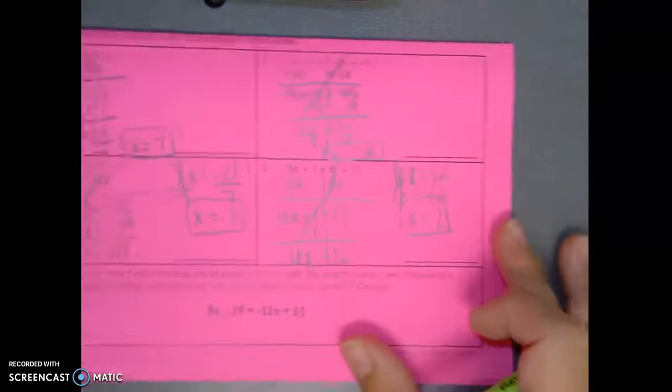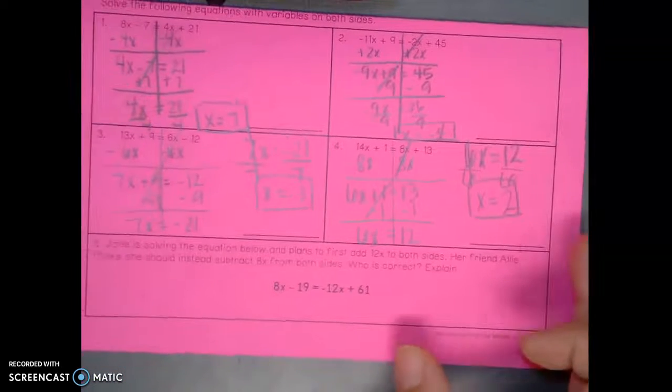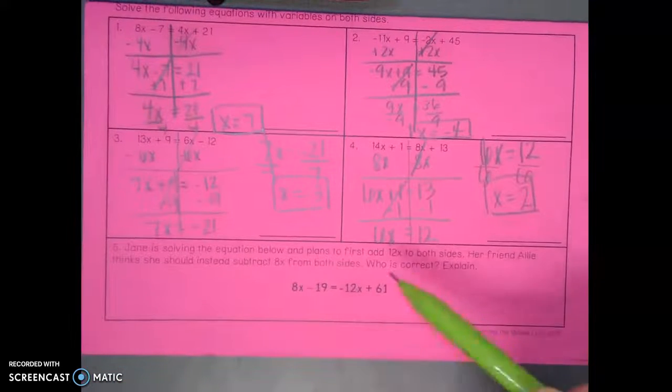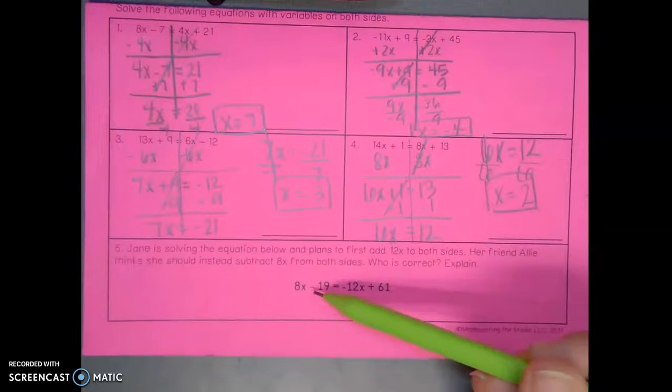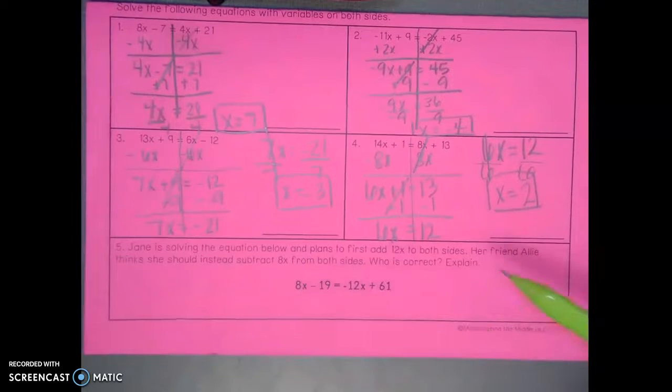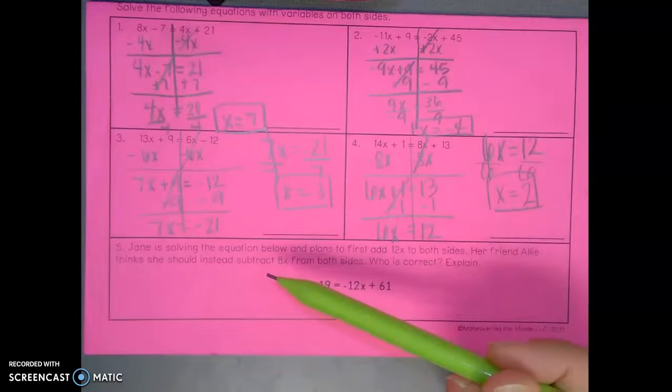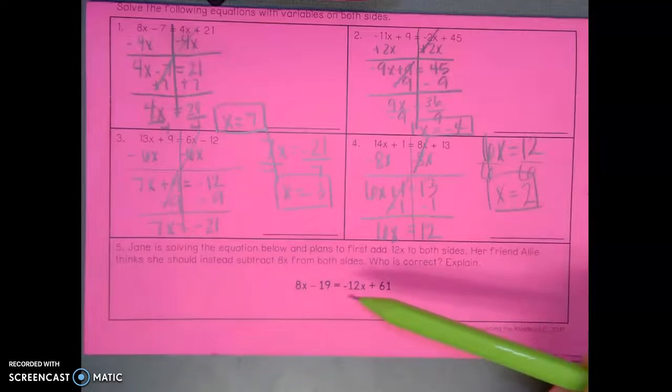All right, let's look at number 5. Jane is solving the equation below, and she first plans to add 12x to both sides. Her friend Allie thinks instead she should subtract 8x from both sides.